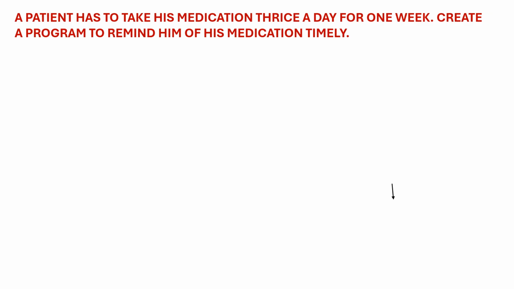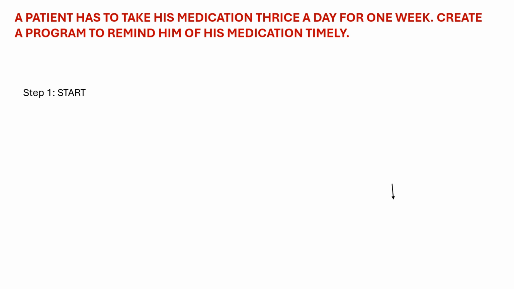Moving forward with the example from a program. A patient has to take his medication thrice a day for 1 week. Create a program to remind him of his medication timely. Now, how to decide which one would be the outer loop and which one would be the inner loop? They are saying that the patient has to take the medication for 1 week, but within 1 week, it has to take it thrice a day. That means the outer loop would be that of the days within the week, that is 7 days in a week, and the number of medications, that is number 1, 2, 3 of the medications, would be termed as the inner loop.